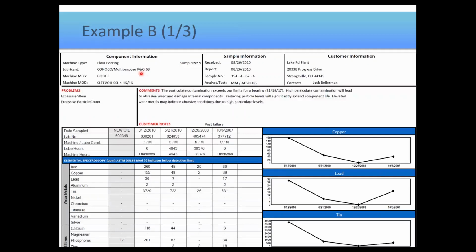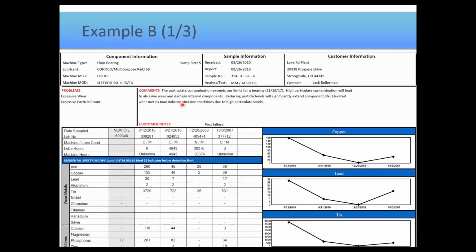Well, RNO immediately tells me that this is an oil that does not have visible additives in the elemental spectroscopy results, meaning I do not expect any calcium, magnesium, phosphorus, zinc, any of those typically in the oil. It's a 68. It should have a viscosity of approximately 68 centistokes at 40 degrees Celsius. You keep reading the rest of this, you confirm the information, you can see the lab commented there was high wear and particle counts, and it has its comments related to those two.